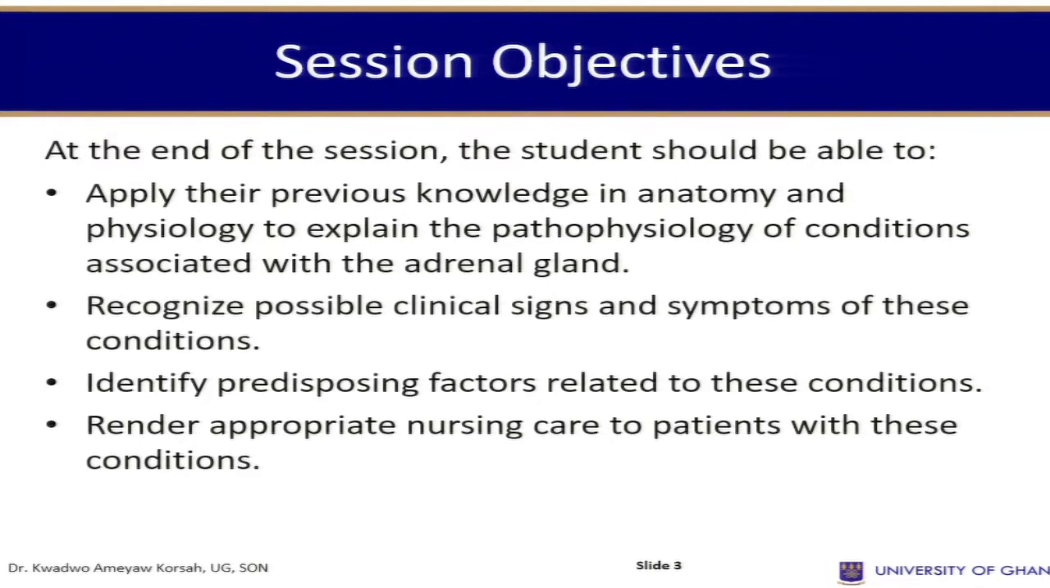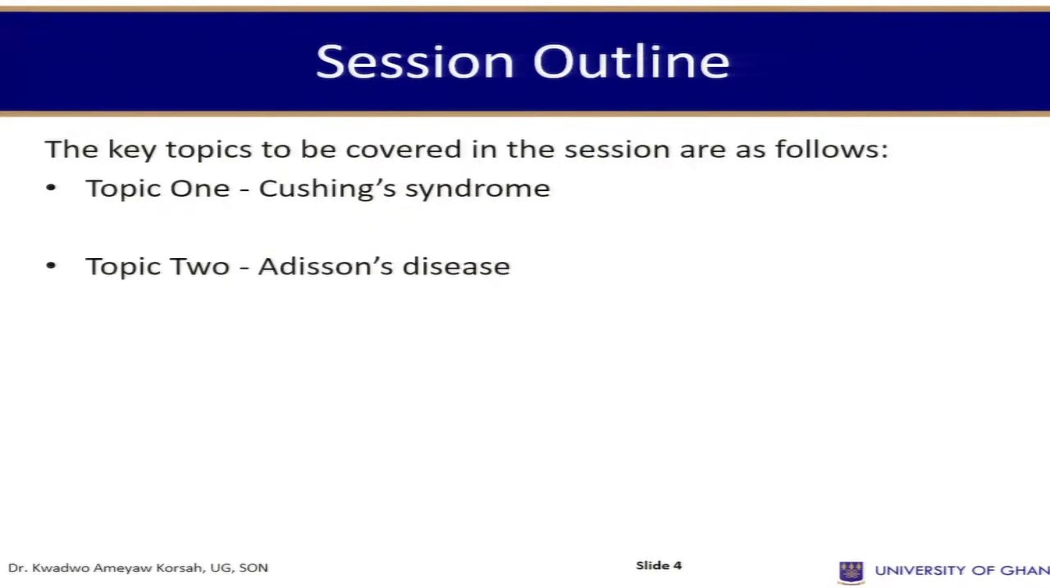And so at the end of the session, the students should be able to apply their previous knowledge in anatomy and physiology to explain the pathophysiology of conditions associated with the adrenal gland, recognize possible manifestations related to abnormalities of these organs, identify predisposing factors related to these conditions, and then render appropriate nursing care to patients with these conditions. So first we'll look at Cushing's syndrome, and the opposite is Addison's.